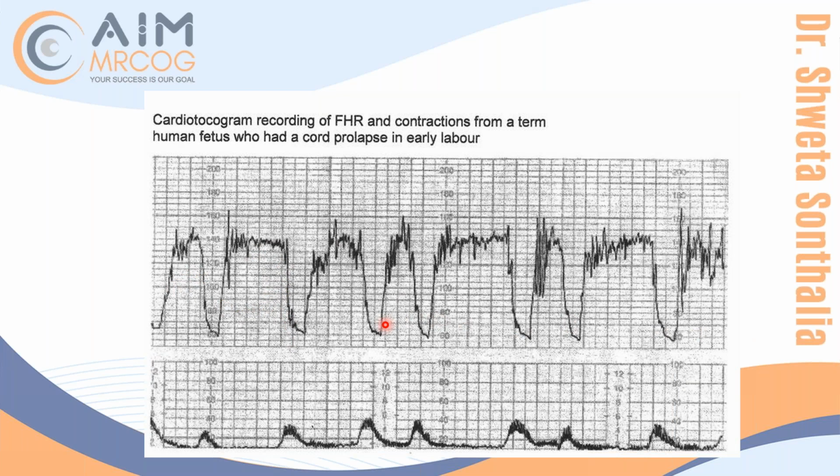It's different in size and shape according to me. There is overshoot, there is acute drop. So all this is not fitting into late. So it's a variable deceleration for sure. That's why I told you, we always get confused.